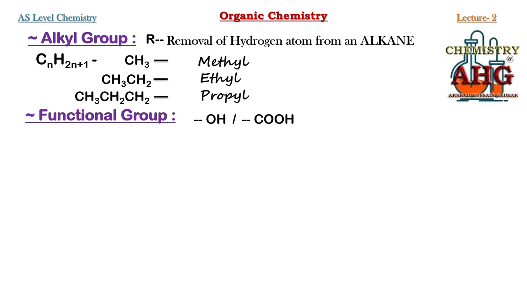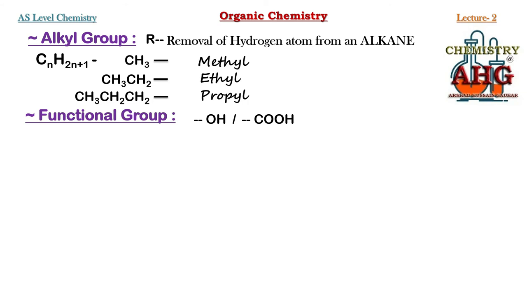Whenever this carboxyl makes a bond with an alkyl group, which organic family or homologous series does it become? It becomes carboxylic acid, also known as alkanoic acid. So these are examples of two functional groups you can remember. And remember, these functional groups take the place of a removed hydrogen from an alkane.